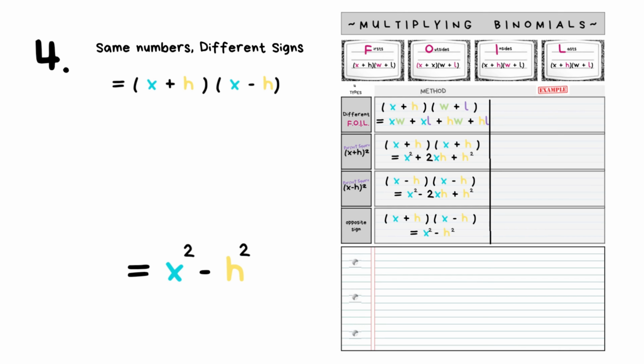In the last two methods, we begin with one perfect square, or two of the same thing, and expand it. Here we begin with two different binomials, and end with two perfect squares that subtract. That is called a difference of squares.